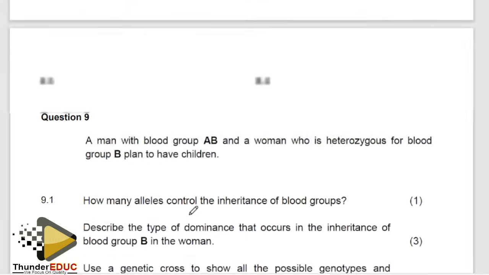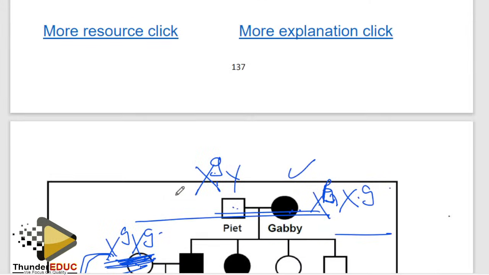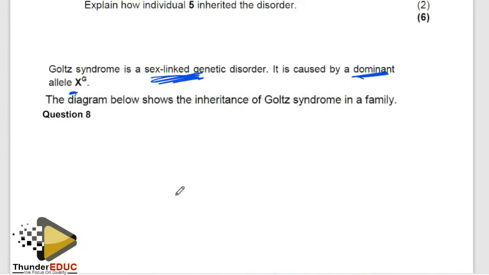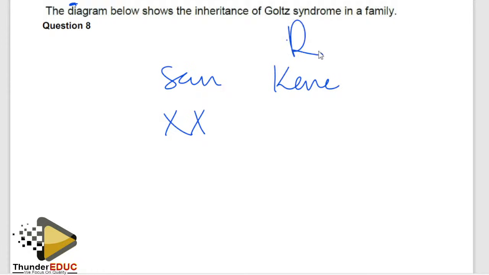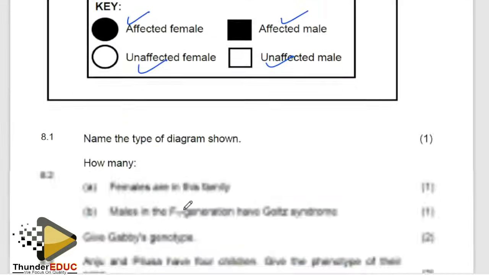When you go to a cross which involves an autosome, non-sex linked, please, even if they talk about the same, don't use X and Y. If they say that this disorder is caused by allele R, you just say R. If it is homozygous or heterozygous, it is R or small r. You don't put them on X and Y. That is the major difference between the two.